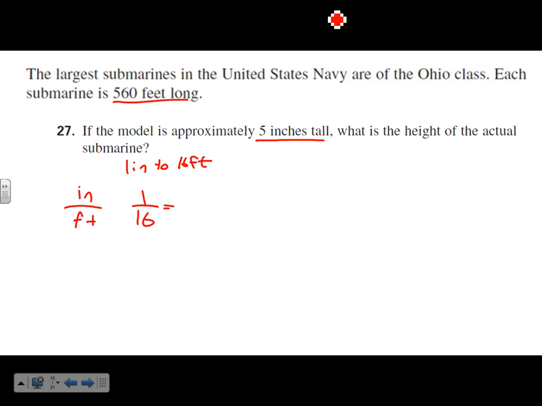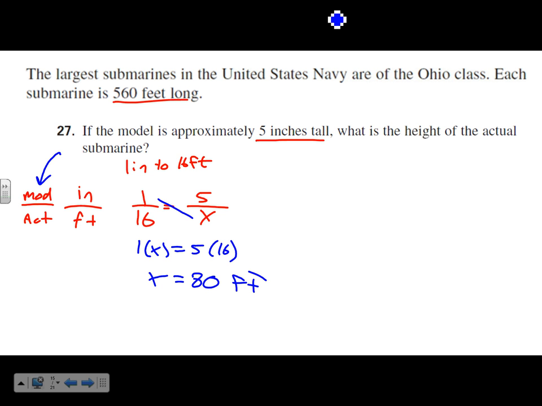So that's the other thing you could do. You could label this as the model over the actual. Either way, it's the same. So we have 5 inches over, I don't know if that's X or Y, whatever you want to call it. That's not a bad idea. That's how I should have said it. The model over the actual. So 1 times X, 5 times 16. That's X is equal to 5 times 16 is 80. But remember, this is feet. So it would have been 80 feet tall.